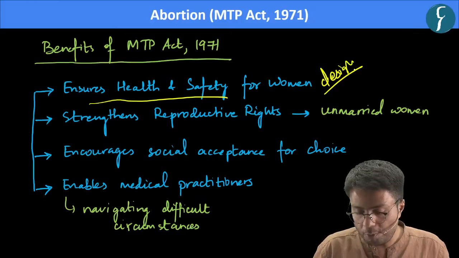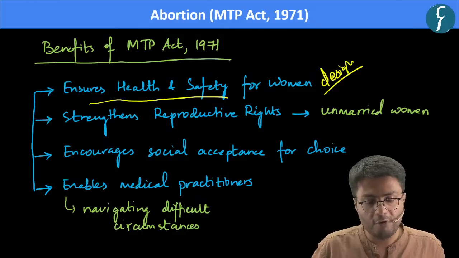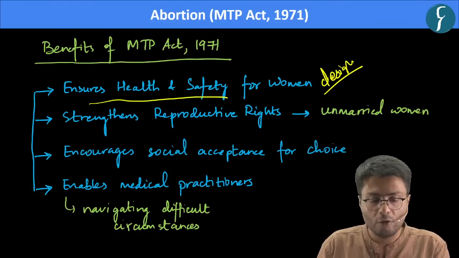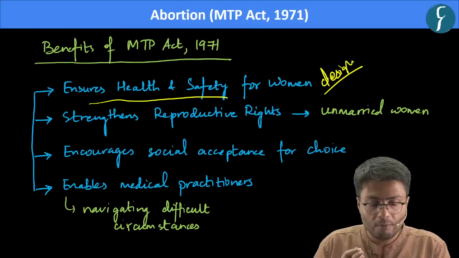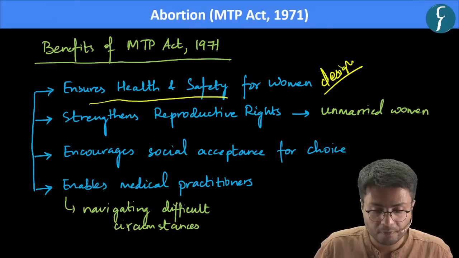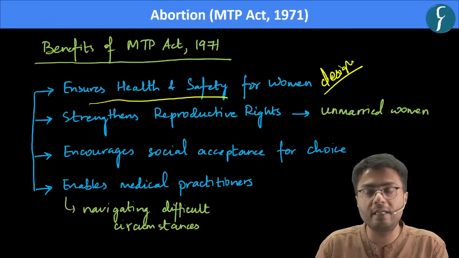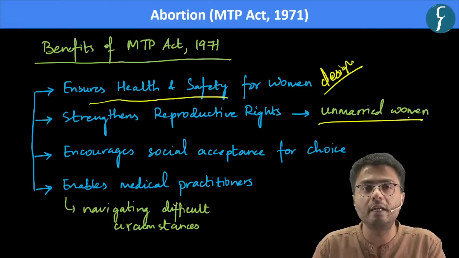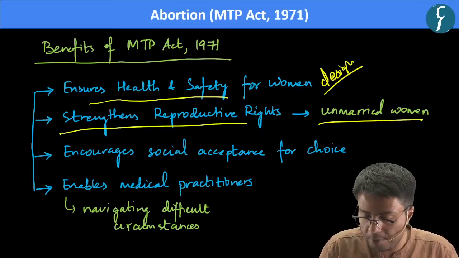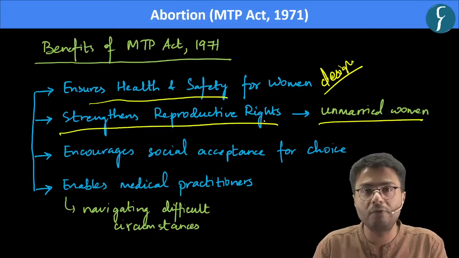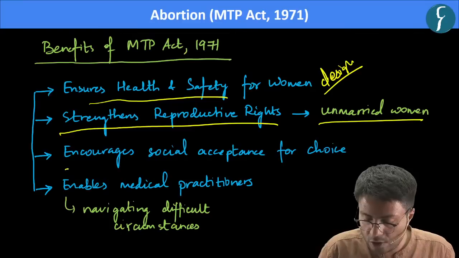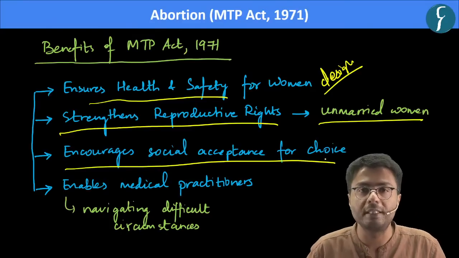Further, this act also provides women with their reproductive rights. As legal support, it ensures dignity, autonomy, confidentiality, as well as justice for women who are seeking termination of pregnancies. Further, this act also provides unmarried women with an opportunity to get their pregnancies terminated. Hence, this act strengthens reproductive rights both for married as well as unmarried women.